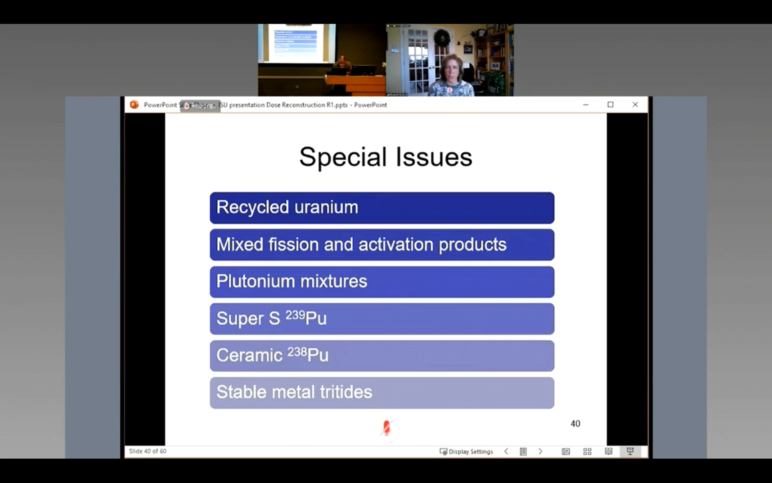Plutonium mixtures, weapons and reactor grade plutonium consists of mixtures of plutonium-238, 239, 240, 241, americium-241. All of those need to be factored in. Very insoluble plutonium-239, which is referred to as super S in some cases, is known to be present at some facilities, as well as plutonium-238, where there's ceramic plutonium, mostly in the RTGs, that behaves differently than very insoluble plutonium-239. And stable metal tritides became an issue where we would have to do special assessments at sites where those could have been present.